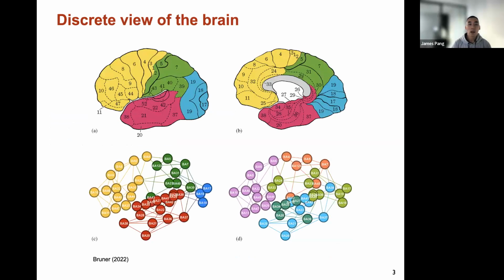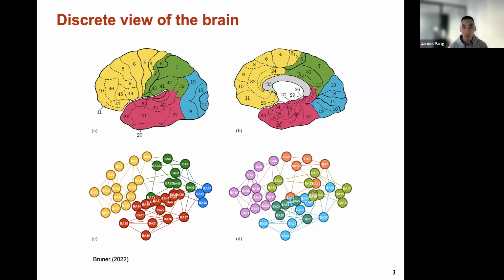So basically, the paper focuses on trying to understand how the anatomy of the brain can constrain its emerging function. And what do I mean by anatomy? We can view the anatomy of the brain in two different ways.